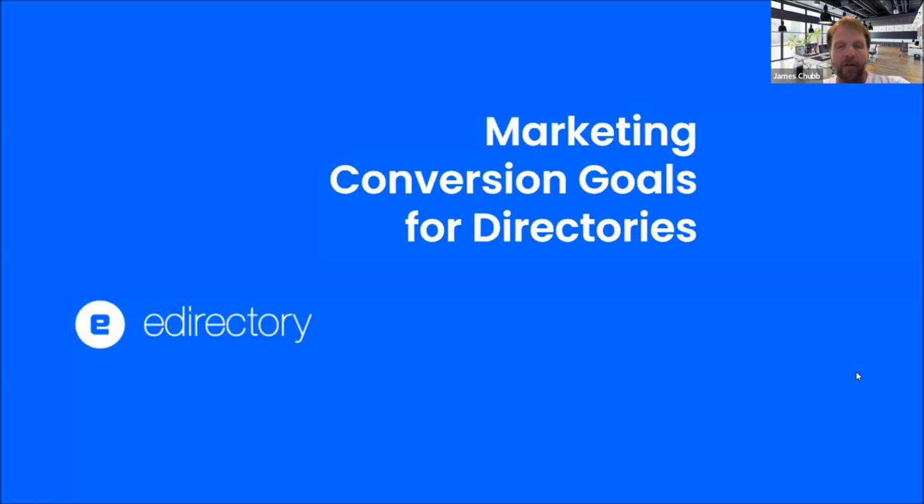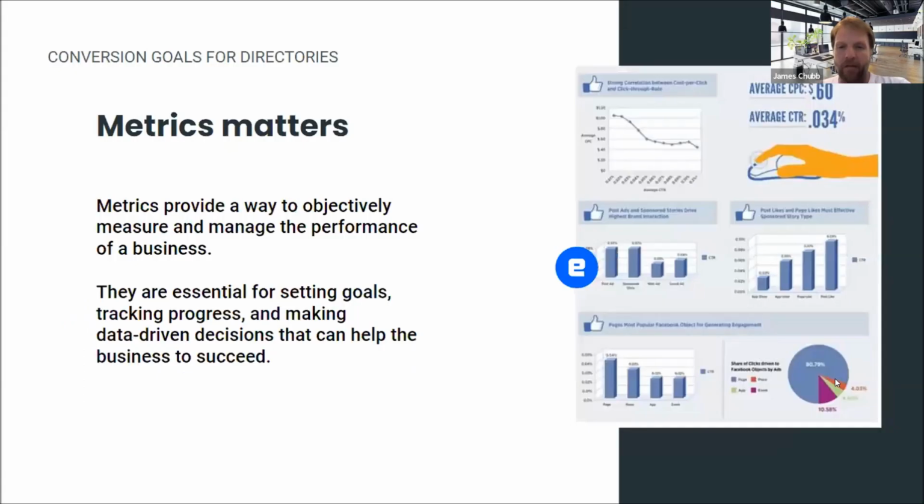So today we're going to talk about marketing conversion goals for directories. This is an important piece on running an online website, a directory style site, or any other really, which is the metrics. And metrics are critical for managing really any type of business. They provide objective, quantifiable data that you can use to measure your success and make decisions. Of course, tracking performance over time is very important. They allow you to identify trends and areas of improvement.